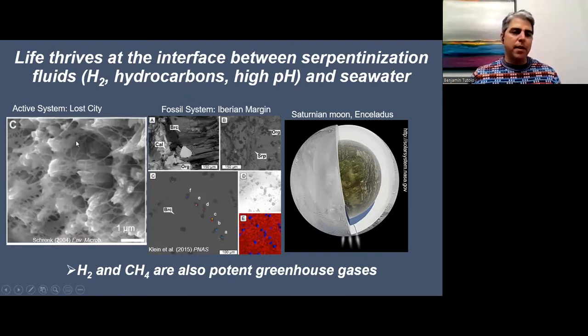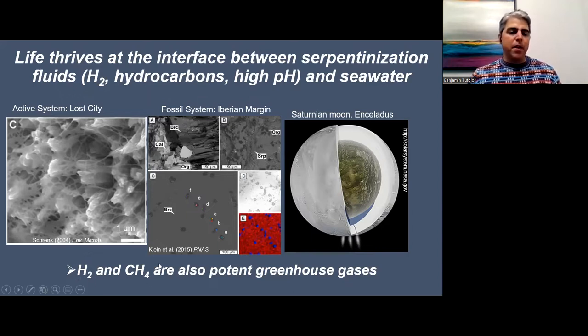This is from the Lost City hydrothermal field on the Mid-Atlantic Ridge. Here in the middle is the fossil system at the Iberian margin. So we see, again, abundant evidence for ancient life that used to live there. And then there is some evidence that on the Saturnian moon of Enceladus, there are serpentinization reactions that could also contain life as well.